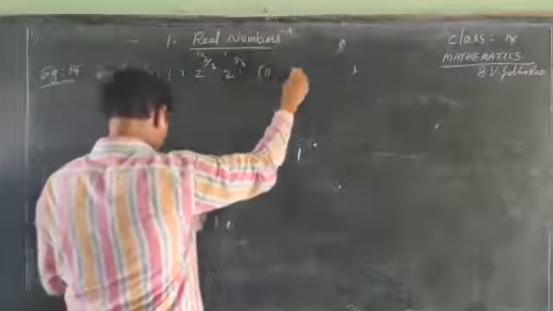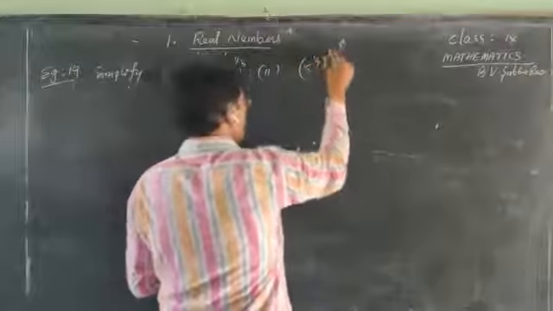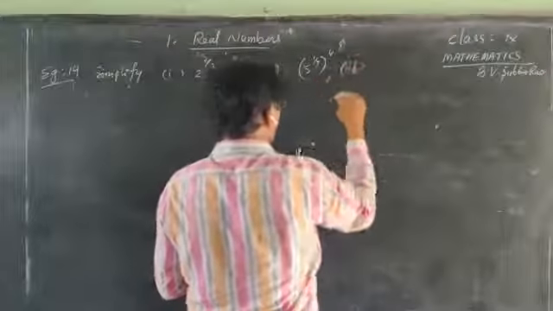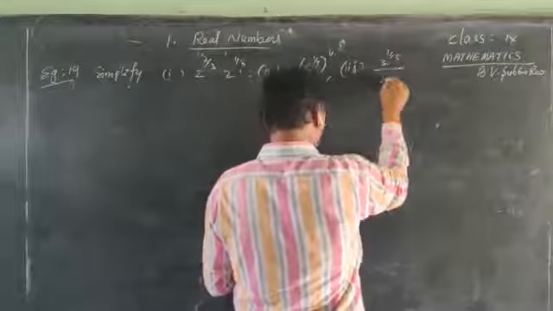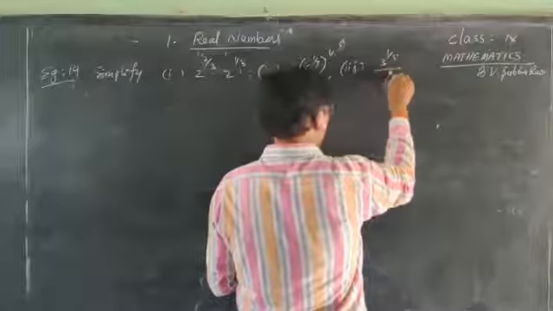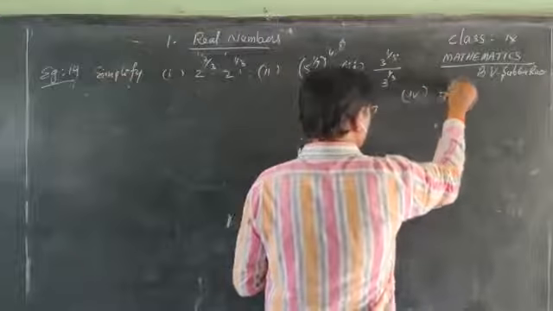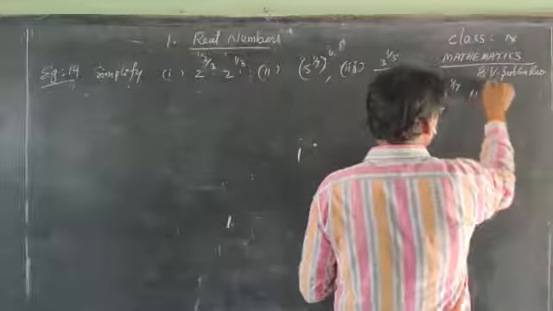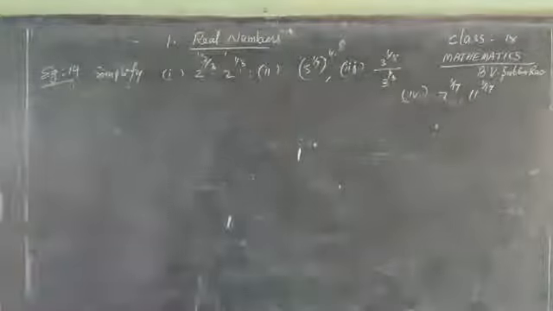Number 2, 5 to the power of 1 by 7 whole to the power of 4. Number 3, 3 to the power of 1 by 5 divided by 3 to the power of 1 by 3. Number 4, 7 to the power of 1 by 17 into 11 to the power of 1 by 17. You observe these 4 sums.